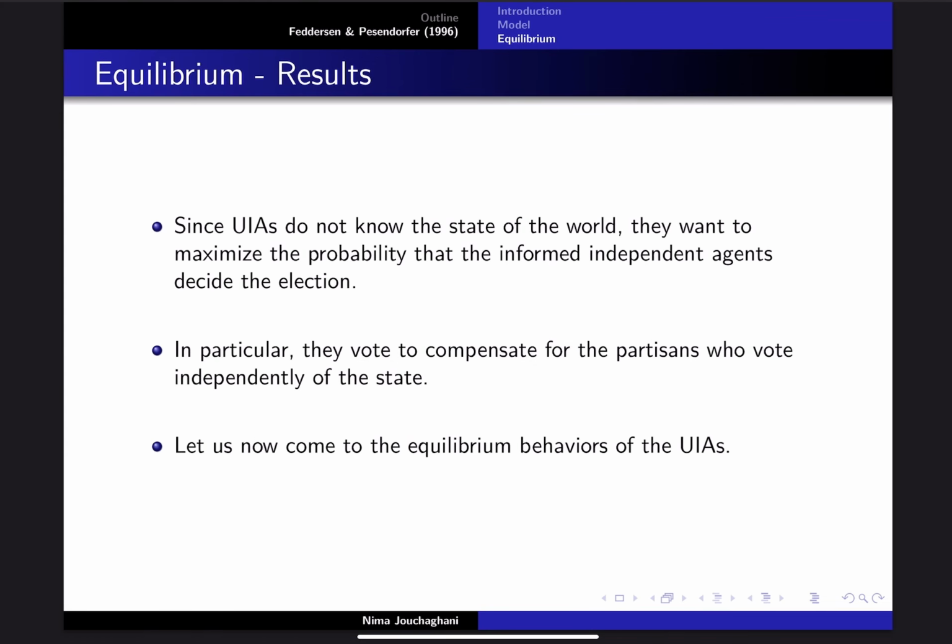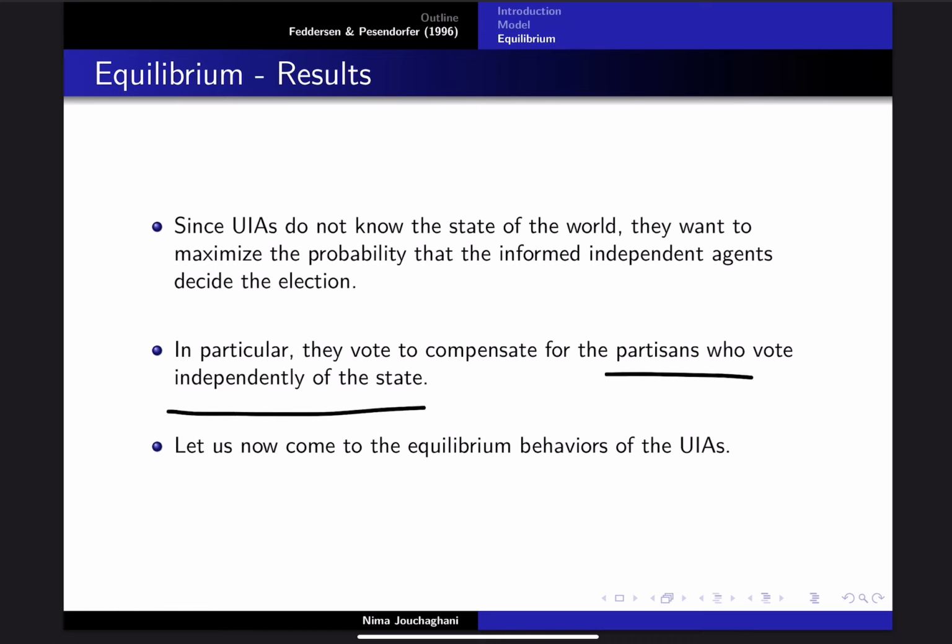So I think I mentioned most of the points here. Let me just check real quick. So since the uninformed independent agents do not know the state of the world, they want to maximize the probability that the informed independent agents decide the election, because they do not know the state with certainty, but they rely on the behavior of those who know the state with certainty to determine the outcome of the election. And what they want to actually do is vote in order to compensate for the partisans who vote independently of the state.